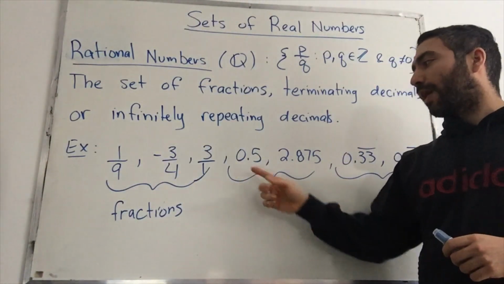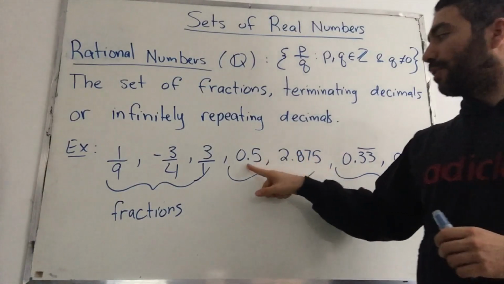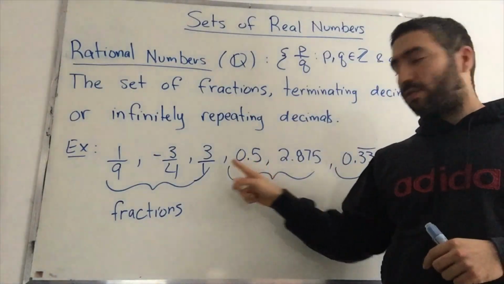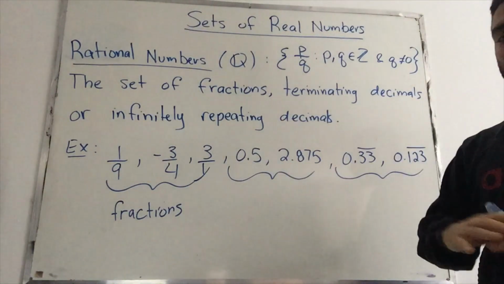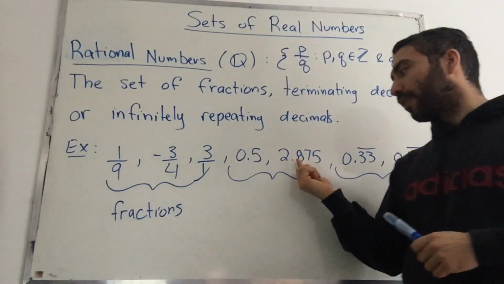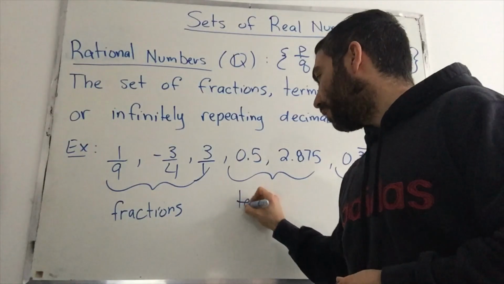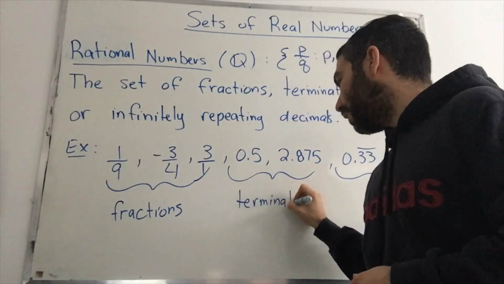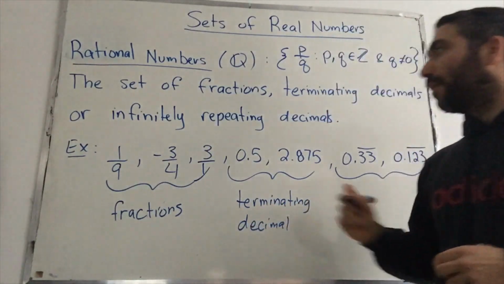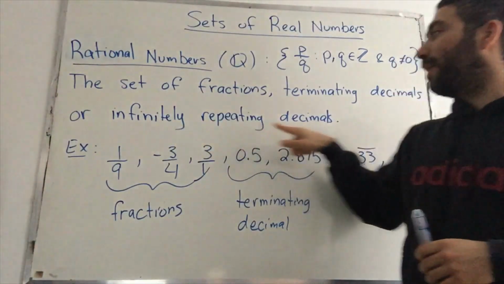The next two examples that we have are 0.5 and 2.875. These are examples of terminating decimals. That means that we have a decimal and it stops. So 0.5, it stops at 5. That right away is a rational number. Here it's 2.875. It took a few more digits, but at the end it stops here at 5 again. So these are terminating decimals, so they stop. Therefore, they're rational numbers.